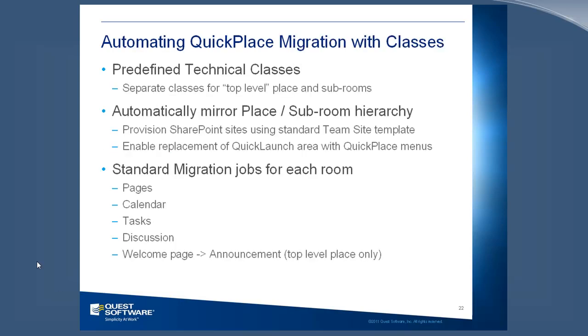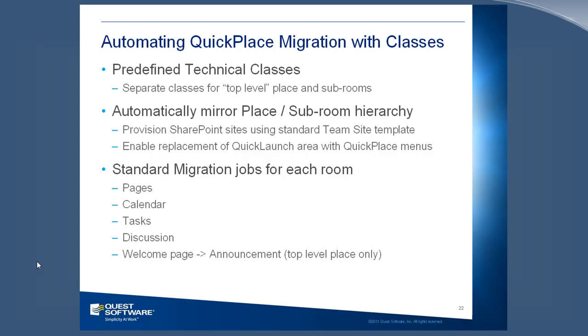Now, the automation of QuickPlaces is done with our classification system, just like I showed you in session 2 for normal Notes databases. And so we have predefined technical classes for QuickPlaces and QuickPlace subrooms and QuickR places and QuickR subrooms and so on. And so these classes have some predefined settings and migration jobs that will do a lot of the work for you.